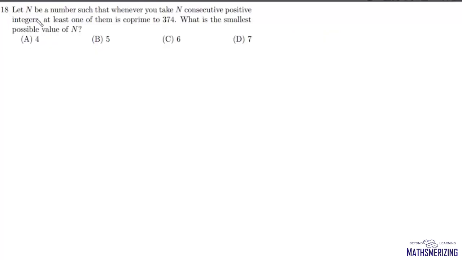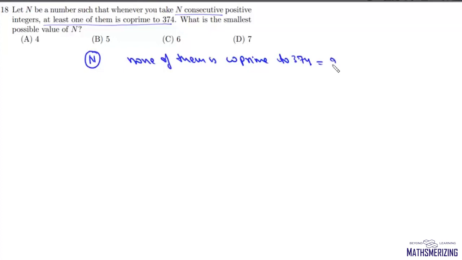Now question number 18 is, let n be a number such that whenever you take n consecutive positive integers, then at least one of them is co-prime to 374. What is the smallest possible value of n? Now what we'll do is, first we'll find the number of n consecutive positive integers such that none of them is co-prime to 374, and this 374 is actually 2 into 11 into 17.